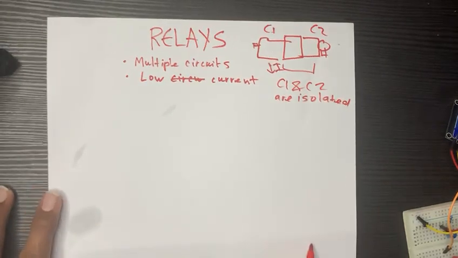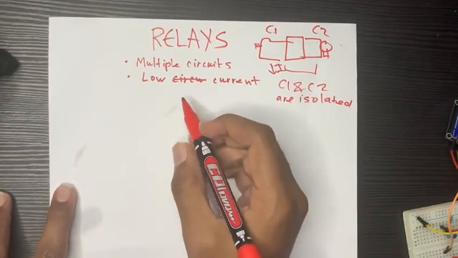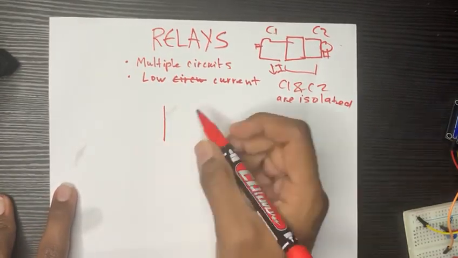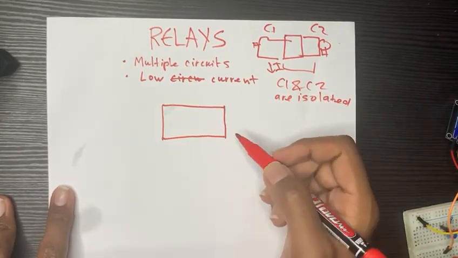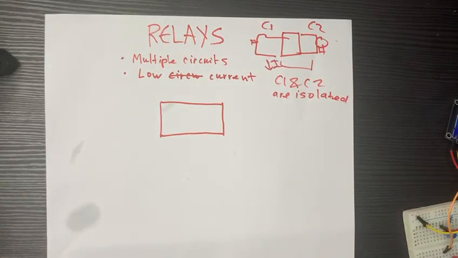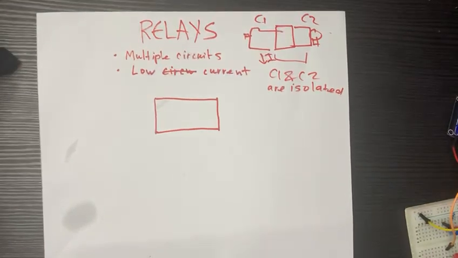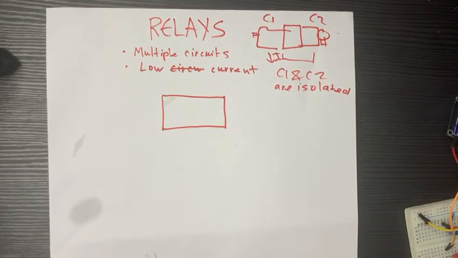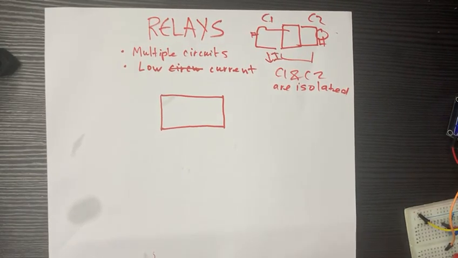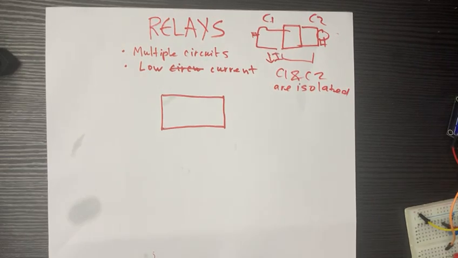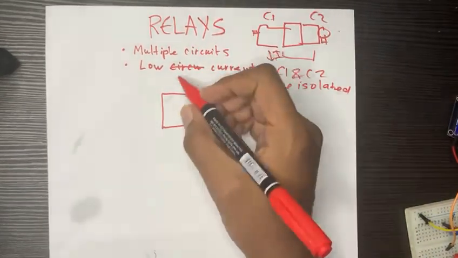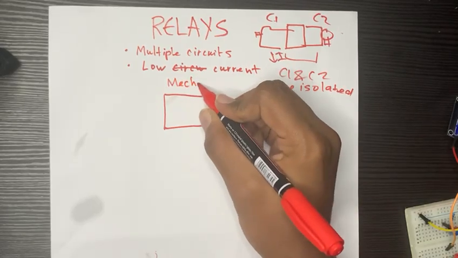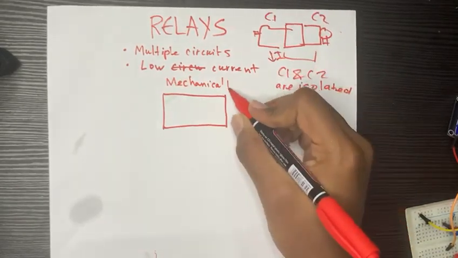And now let's take a look inside the relay. Okay, so we also have mechanical and solid state relays, similar to hard drives and SSDs. Mechanical relays actually have moving parts inside, so electromagnets. And solid state is where there are no moving parts and it's electronic. So today we're going to take a look at mechanical relays.